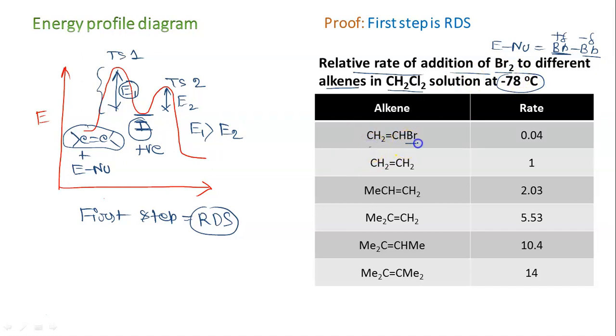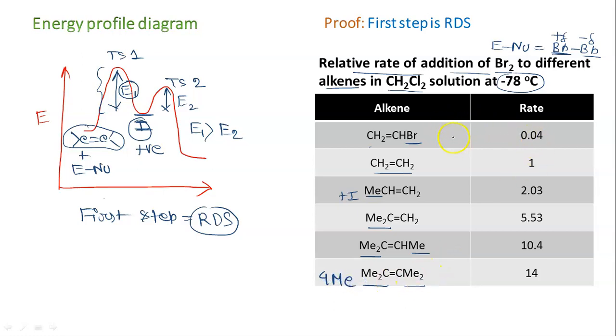CH2 double bond CHBr. So here we have an electron withdrawing group. Then this is a simple alkene, no withdrawing or donating group is present. Then we have added a methyl group. Now the methyl group has a plus I effect. In the next alkene we have added 2 methyl groups, so more plus I effect. In the next alkene, you can see 2 methyl groups on the left hand side, 1 methyl group on the right hand side, so now the plus I effect has increased even more. And in the last one, this is the maximum plus I effect because we have a total of 4 methyl groups, right?